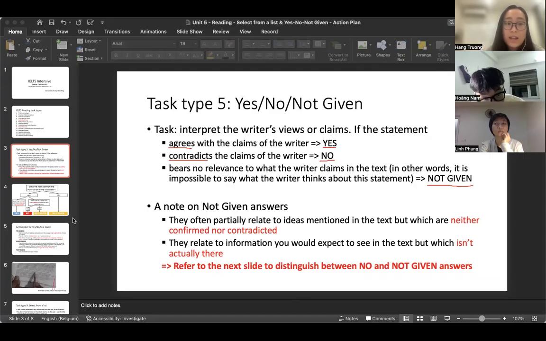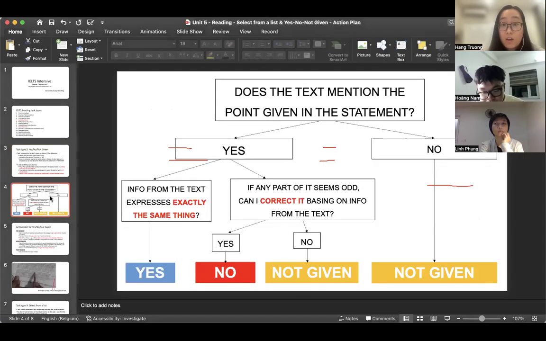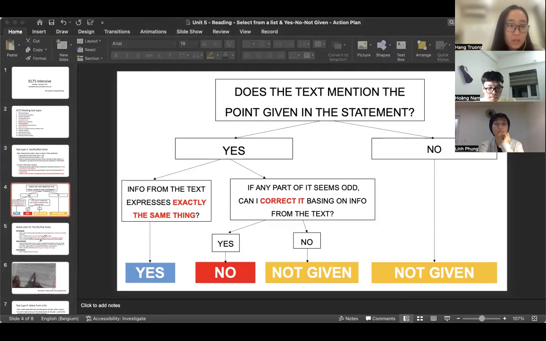Thì chúng ta sẽ có một cái slide nói nữa để nói kỹ hơn. Ok. Đây là một cái slide sẽ giúp mọi người phân biệt được rõ hơn, kỹ nhất có thể, làm thế nào to distinguish between statements that we have to say yes or no or not given to. Thì đấy, tức là cái text, cái passage nó có mention cái ý được nói đến trong statement hay không.